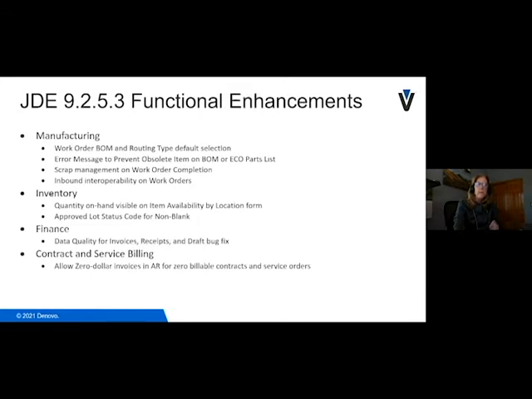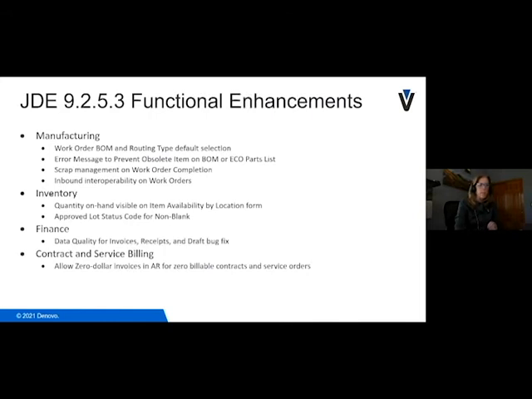And then the inbound interoperability for work orders. As many of you know, we've always had the outbound interoperability for work files, the Z file to support that. It's now supported for inbound work orders, which many of us in the past had to write a custom solution for. For inventory management, the quantity on hand is now visible on the item availability by location form.